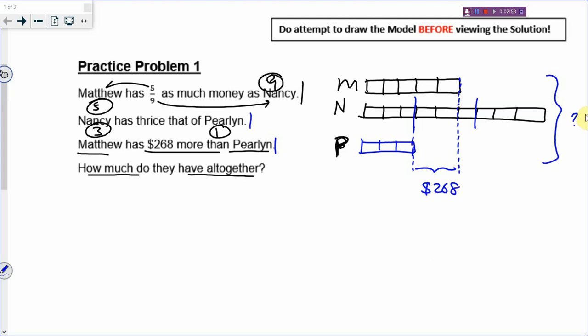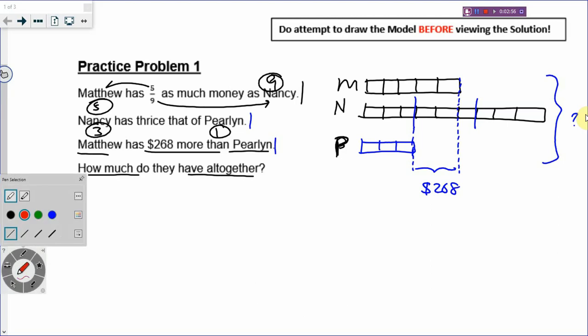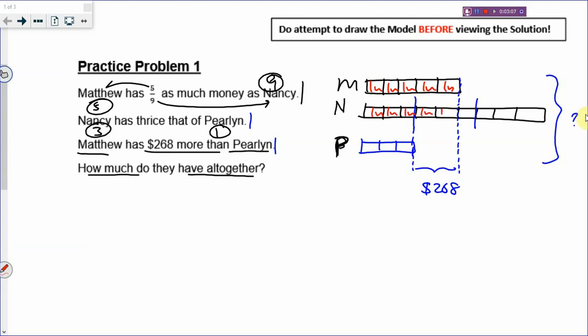And you can use the model to solve. Now a good model doesn't need you to look at the problem again. You just have to study your model, and you can see that all the boxes here are called units. Matthew has how many units more than Perlin? Matthew has 2 units more. So 2 units more is 268. So can you find 1 unit? Your 1 unit will be 268 divided by 2. So your 1 unit is $134.